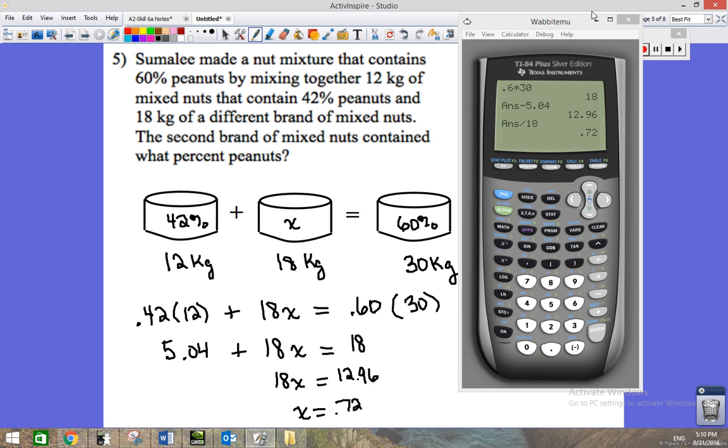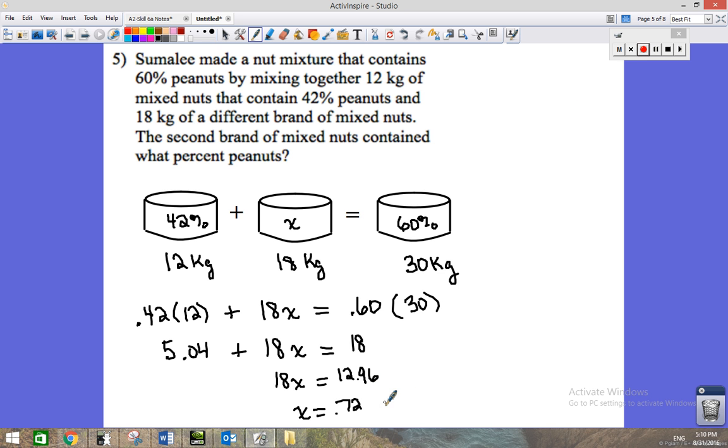All right, so 0.72 means 72%. Let's come in here. If this is 72%, 42, 72, 60 is between 42 and 72, so it's reasonable. You know, there's no contradiction here.